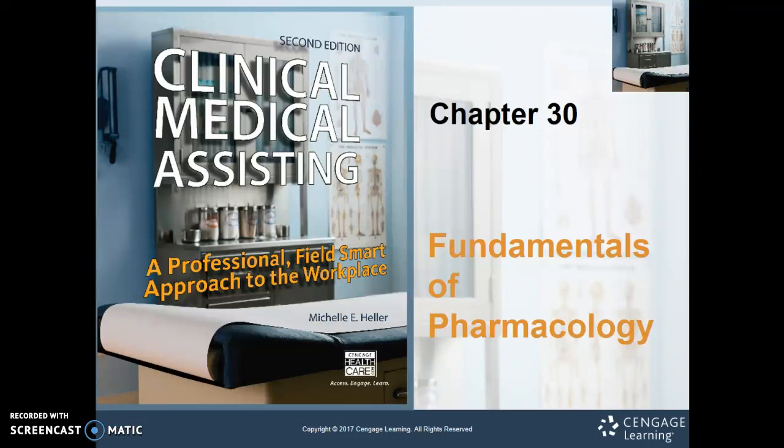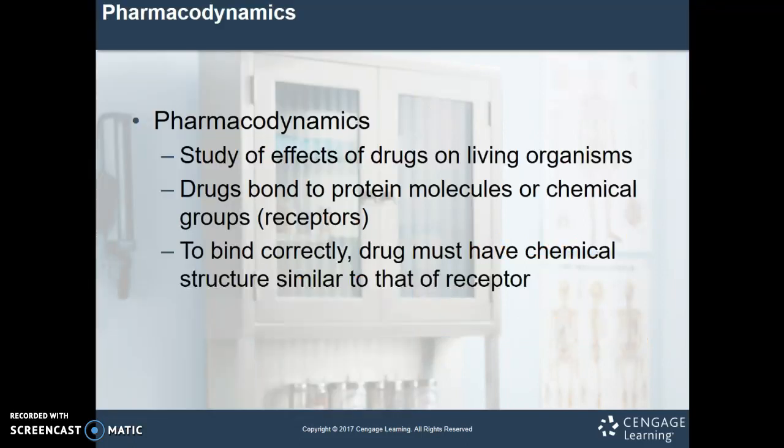It's from page 853 to 857 in your text, and it covers a lot of definitions and terms within pharmacology. So hold on tight, get comfortable with those definitions and how drugs work, because it's a lot of information packed into 5 pages. So pharmacodynamics.